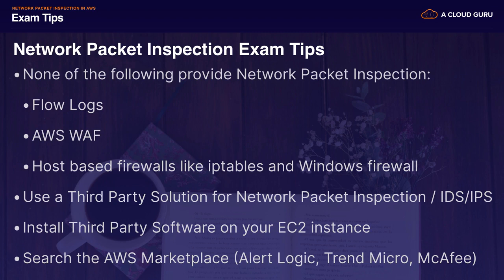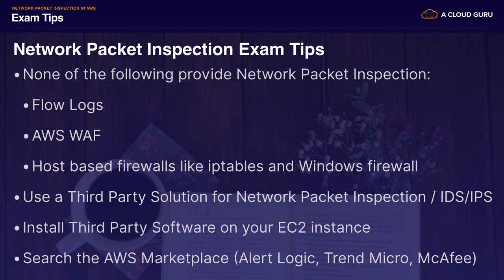So if you do want to provide network packet inspection, it's also called deep inspection or deep packet inspection, or IDS, IPS is another similar functionality. So if you do want to provide that kind of solution, you're going to need to use third-party software. And there are two different ways to approach this. Firstly, you could install the third-party software on your EC2 instance and manage it yourself. Alternatively, and this is much easier, you can search the AWS Marketplace and see what is on offer there.